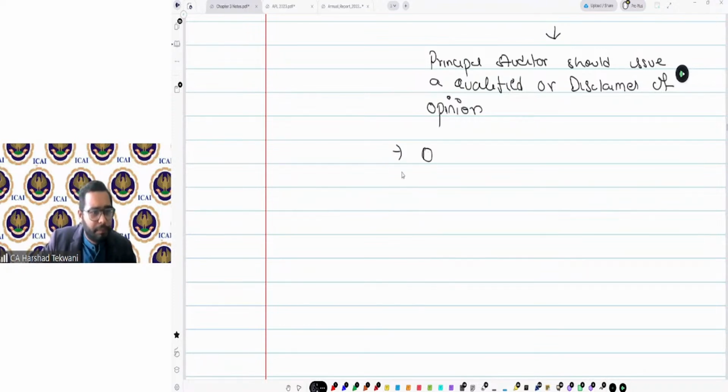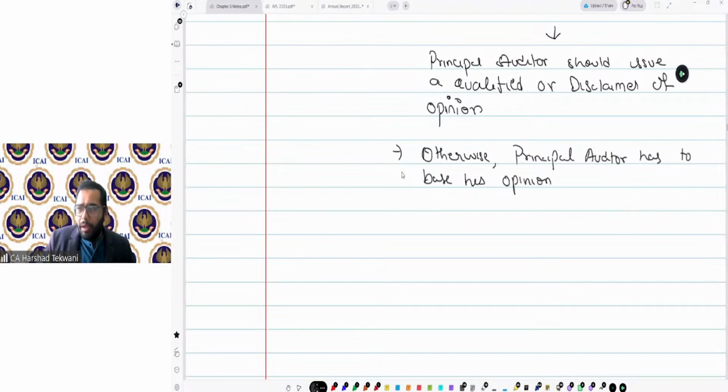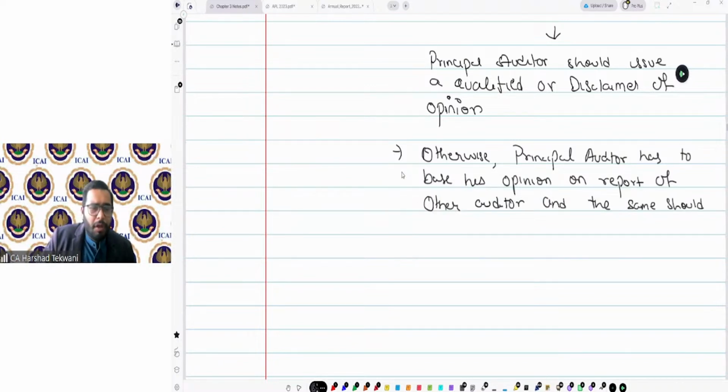Otherwise, the principal auditor has to base his opinion on the reports of other auditors, and he needs to mention that he bases his opinion on the report of other auditors, and the same should be specified in the other information paragraph.